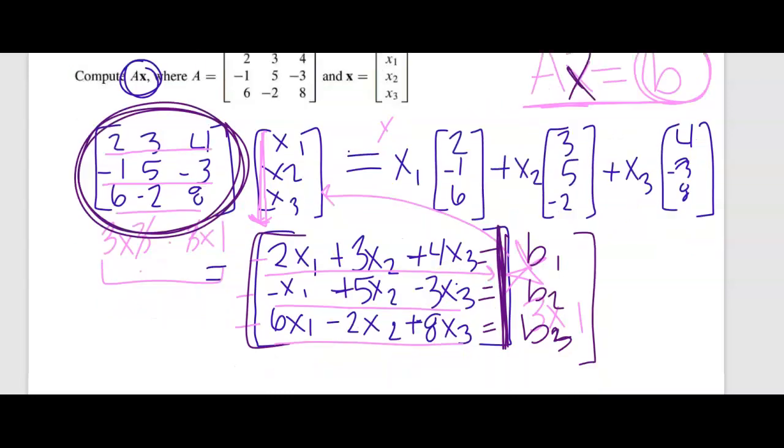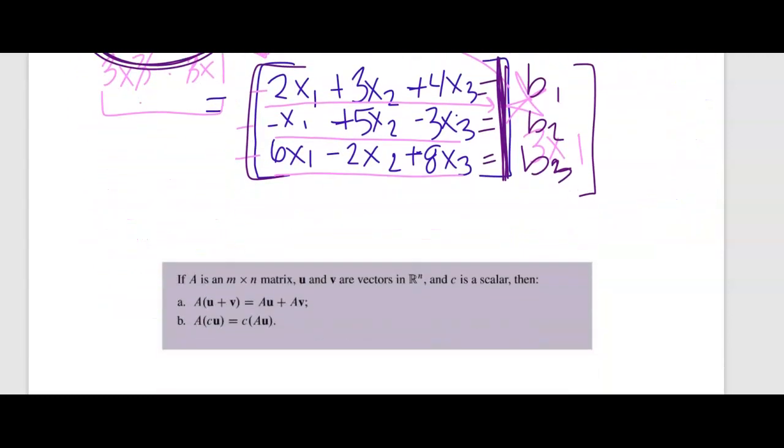Last thing are just a couple rules here. So if A is an M by N matrix and you have two solution vectors in Rn, you can add U and V and then apply A, or you can kind of like distribute matrix A to column vector U and column vector V, similar to what we would do in algebra. And if you have some constant, some scalar multiple times U, you can pull that scalar out to the very front, multiply A by U, and then apply C to all of the pieces inside that matrix.